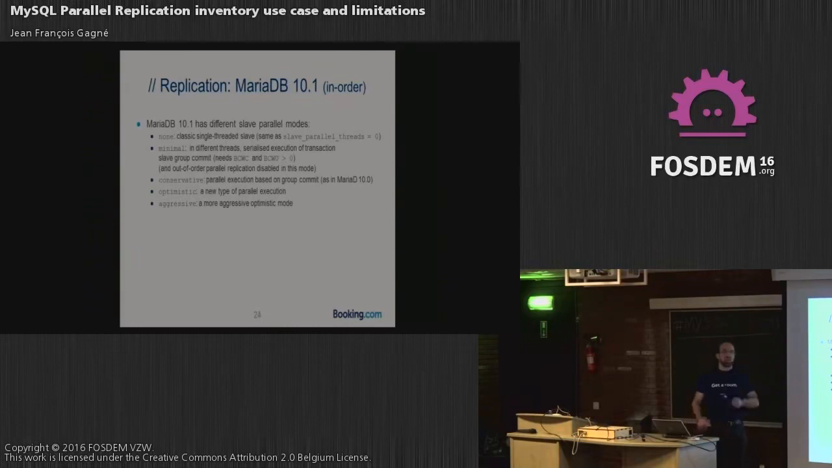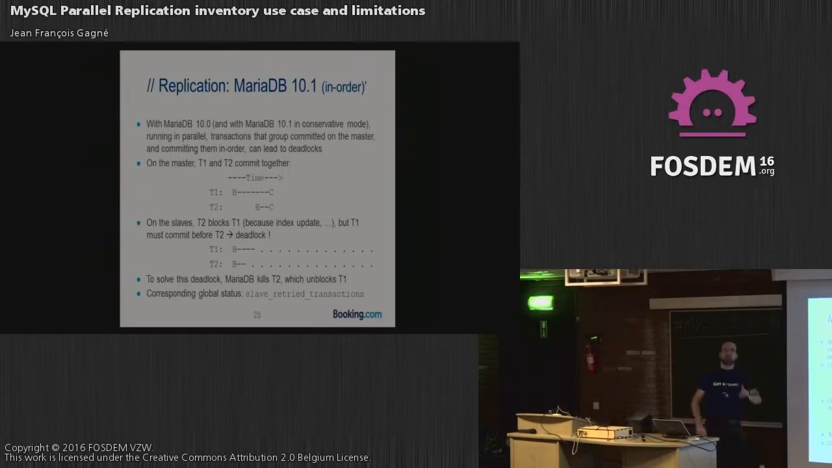Okay. MariaDB 10.1 has many types of parallel replication: no parallel replication, only slave group commit, conservative, which was the previous way of doing parallel replication, and 2 new modes, optimistic and aggressive. Aggressive is actually just a more aggressive optimistic mode. There's something I didn't tell you about MariaDB 10.0: even if transactions commit together on the master, they could conflict on the slave.